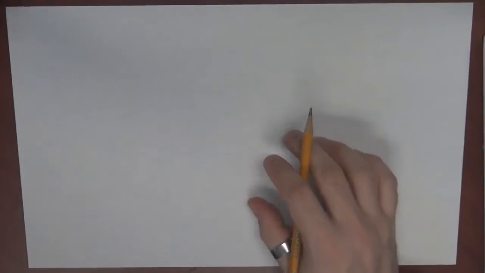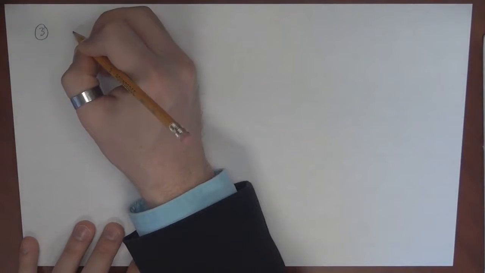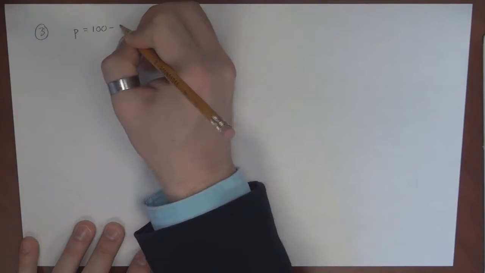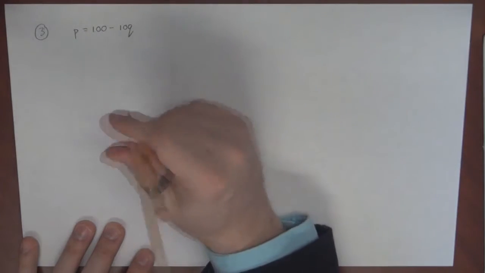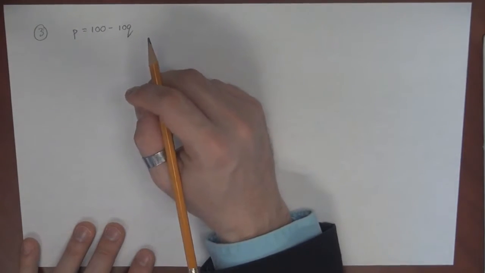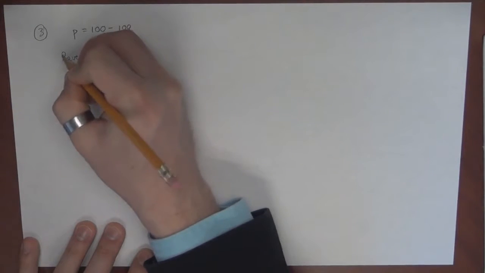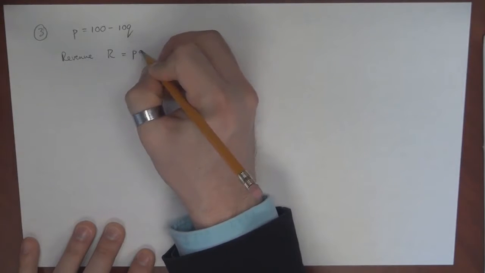Alright, so let's start by writing number 3. What do I have? I have P equals 100 minus 10Q. They're friendly enough to define the variables for me, so I don't have to worry about that. Now revenue, let's call it R, is P times Q.